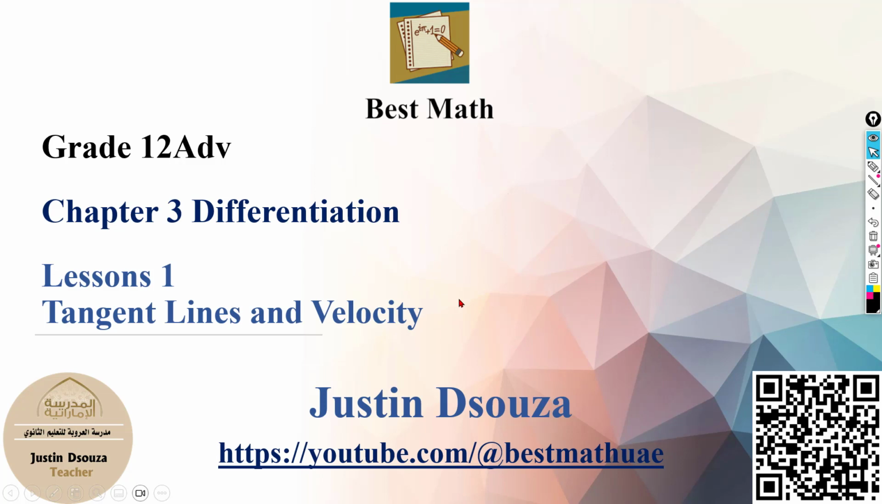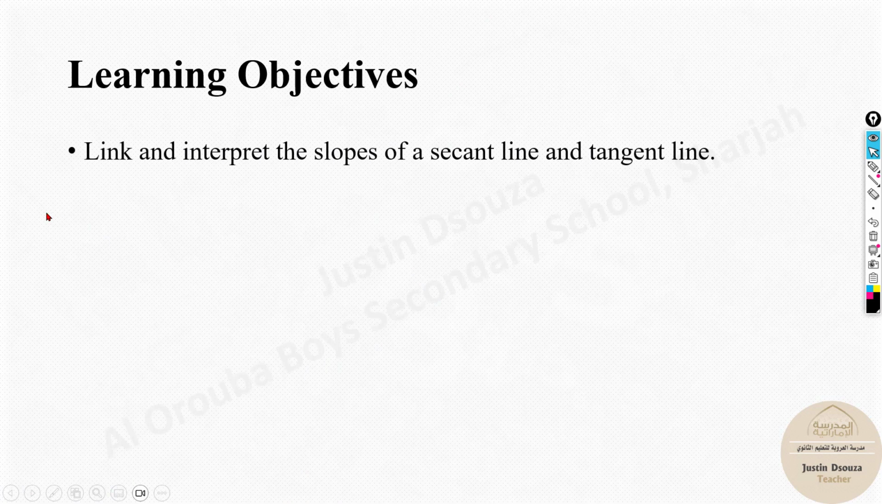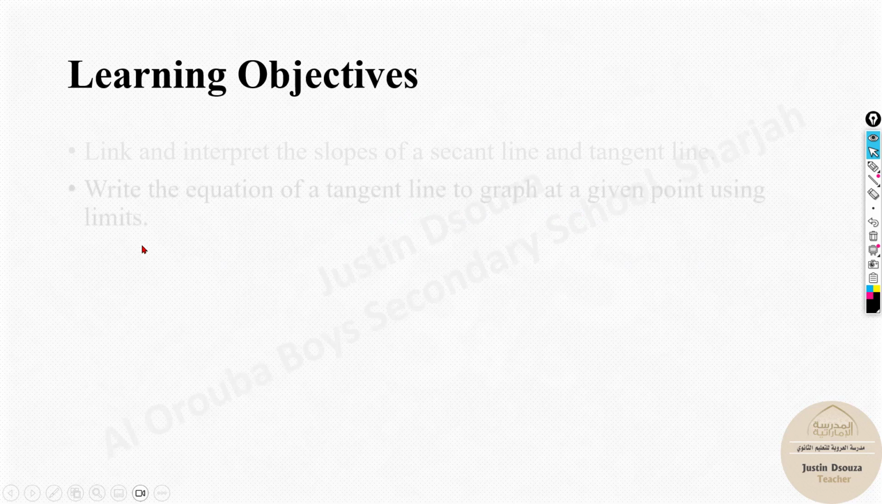And similar problems, what we are studying in this lesson, can be solved easily in the coming lessons when we learn differentiation. But now we will use these methods which are specified in this lesson. The learning objectives are to link and interpret the slopes of a secant line and tangent line, and write the equation of a tangent line to a graph at a given point using limits.